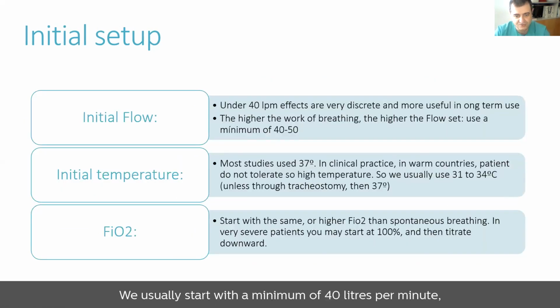We usually start with a minimum of 40 liters per minute. Under that, effects are very discreet and more useful in long-term use rather than in acute care. But we usually work with 50 or even 60 liters per minute. Regarding temperature, as most of the studies started with 37 degrees, in our experience the patient will not tolerate so high a temperature, so we usually use 31 to 34 degrees. And FiO2, we start with the highest needed, the same as the patient has in spontaneous breathing, and then titrate according to your oxygen saturation goal.